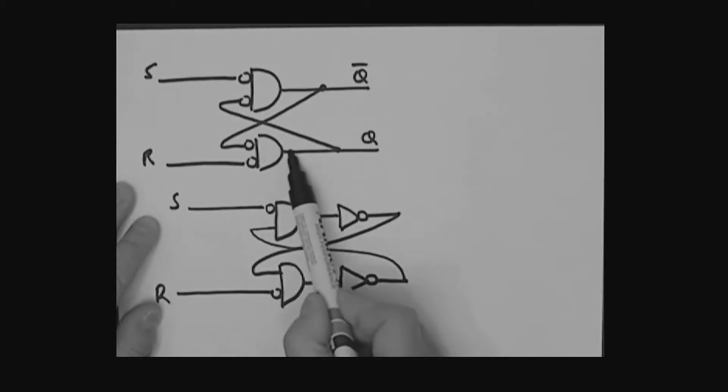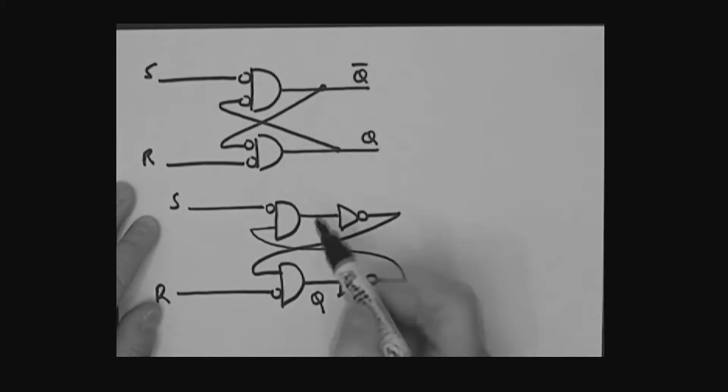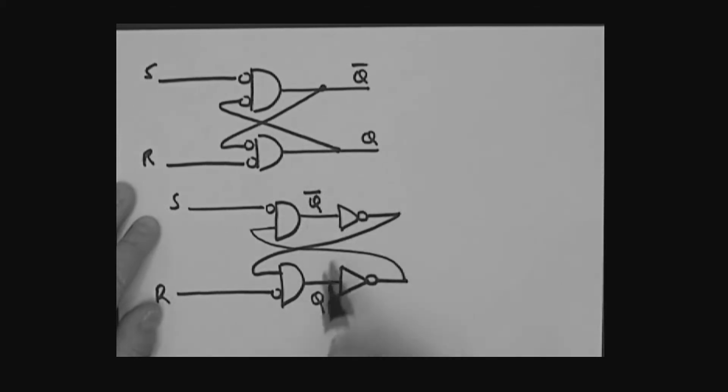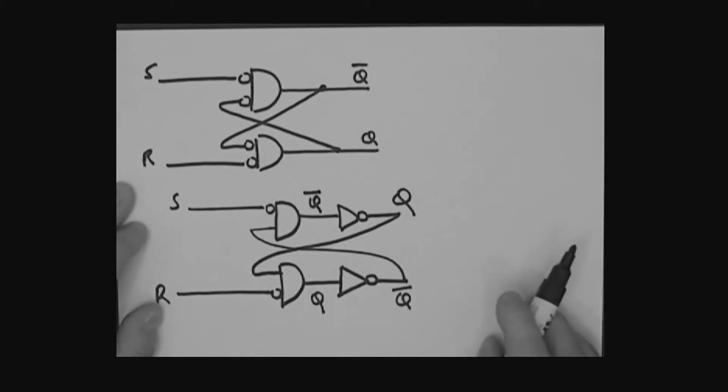Well, remember the output of this AND gate is Q. There's the output of the AND gate, so that's really got to be Q, hasn't it? The output of this AND gate is really what? It is Q bar. That's Q bar sitting there. So if that's Q, what's this? That would be Q bar. If this is Q bar here, go through an inverter, this must be Q, mustn't it?